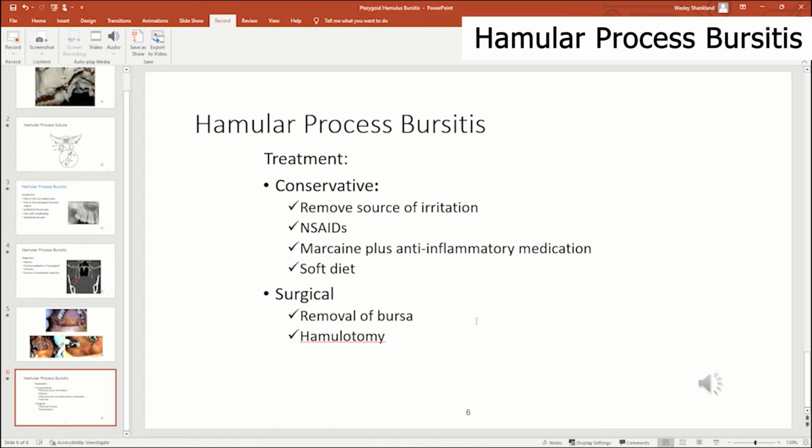Surgically, we've devised a procedure where we actually remove this little bursa, this little sleeve that goes around the pterygoid hamulus, which lubricates the movement of the muscle, or we sometimes have to remove this pterygoid hamulus itself anatomically.